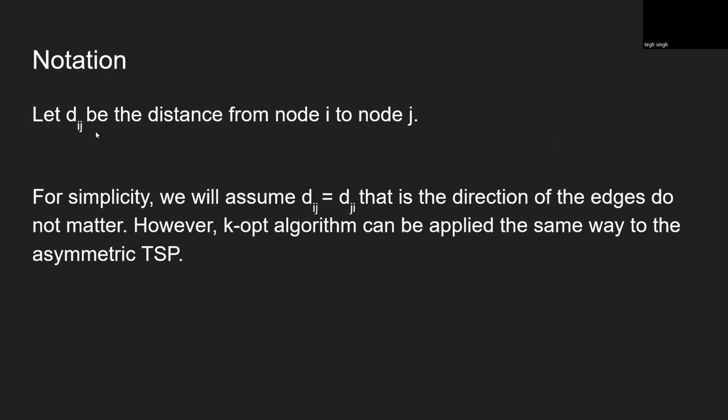We'll let dij be the distance from node i to node j. For simplicity, we will assume dij equals dji, that is, the direction of the edges does not matter. So far we've been using directed graphs. From now on, the edges will be undirected. However, if the distances are different in both directions, you can still apply the k-opt algorithm.